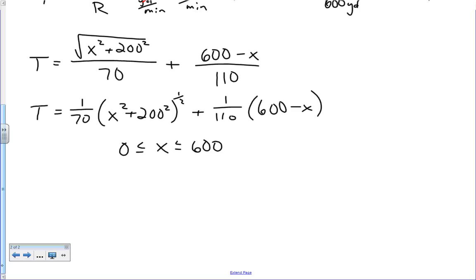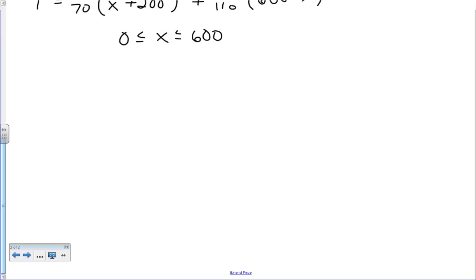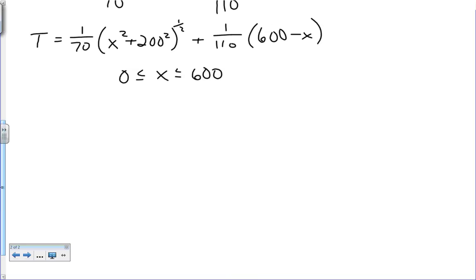All right, so now that I've got a function that I want to minimize, and I've got a domain for that function, I am all set to take a derivative of this thing. So let's find T prime. T prime is equal to the 1 over 70 times, let me put the 1/2 out front first, times 1/2 of the quantity.